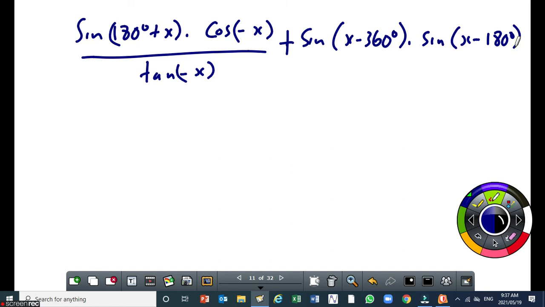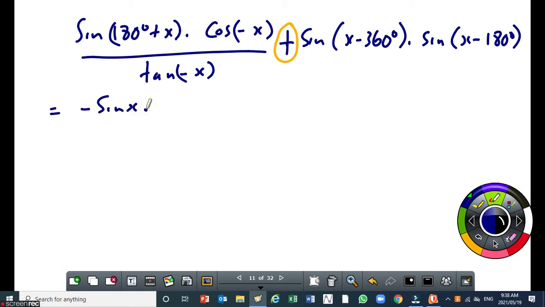Because we've got this plus here, you have to be very, very careful how you carry on from this. So sine of 180 plus x is equivalent to minus sine x. You see, this angle here is in the third quadrant. Then cos of minus x is equal to cos x.